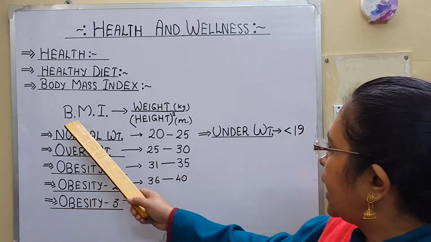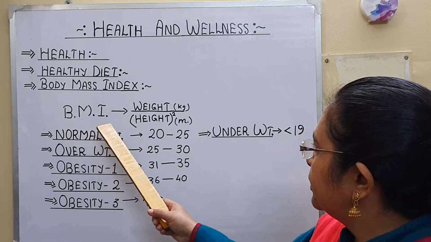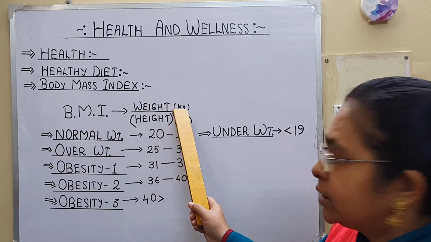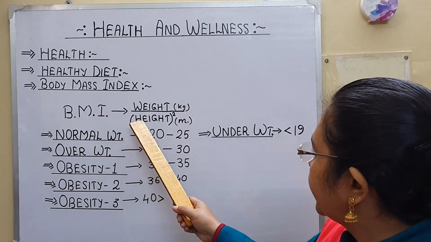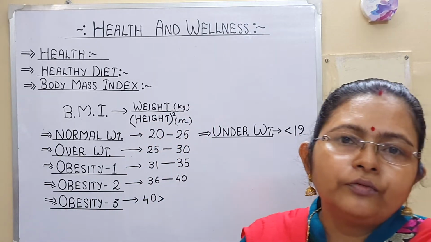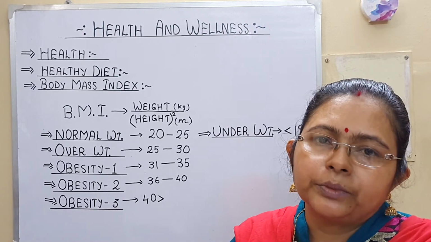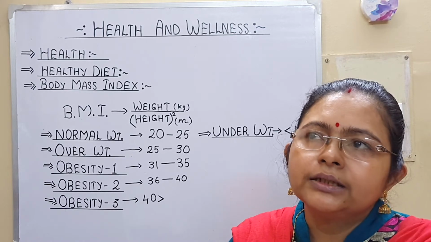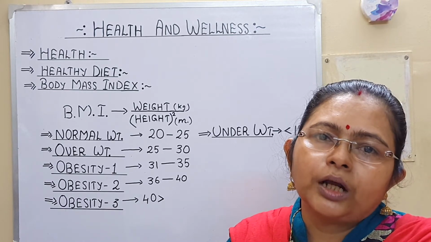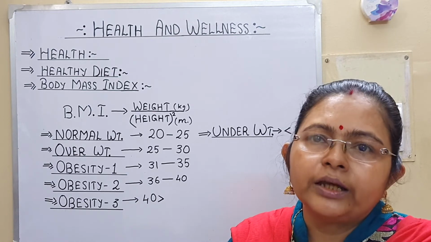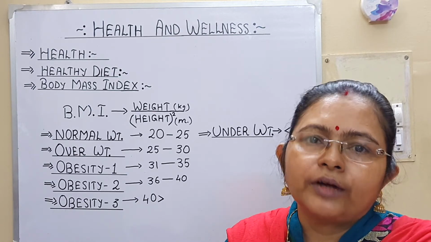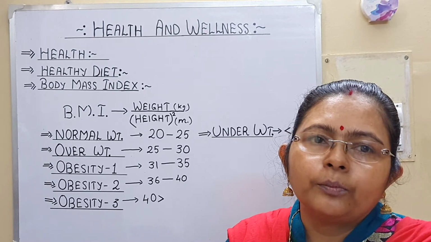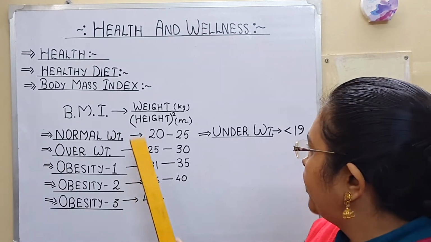Here, for calculating this BMI, first you have to take the weight of the person, which will be in kg, not in pounds, and the height you have to take in meters. Generally we take height in feet and inches, but here you have to convert feet into meters. Generally we say that 1 foot is equal to 30 centimeters. So if any person is 5 feet, then it will be 150 centimeters, and if we convert 150 centimeters, it will be 1.5 meters. In that way, you have to make the calculation.